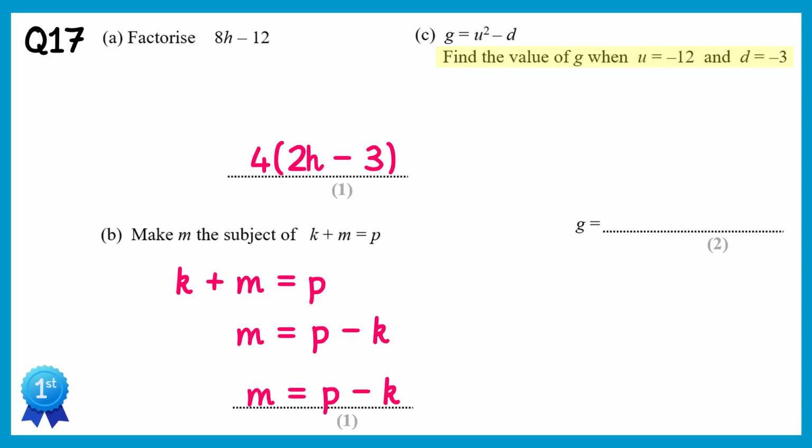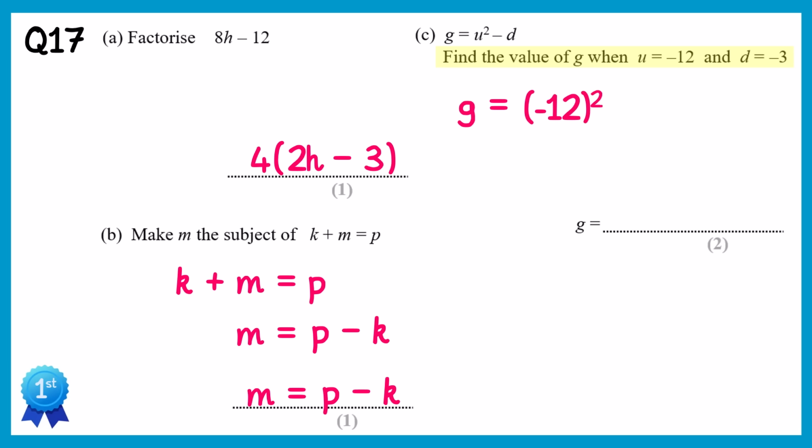In part C of the question, we need to find the value of g when u is negative 12 and d is negative 3. To do this, we're going to copy out the formula, g equals u squared subtract d, but we're going to replace the u with a negative 12 and replace the d with a negative 3. So g equals u squared, but we said that u is negative 12, so negative 12 squared.